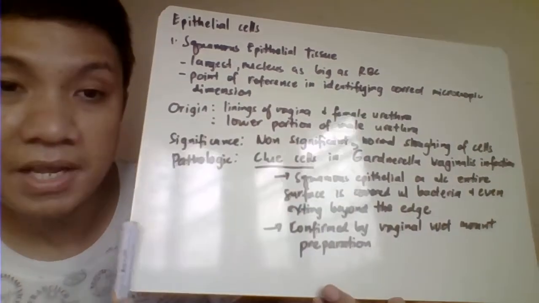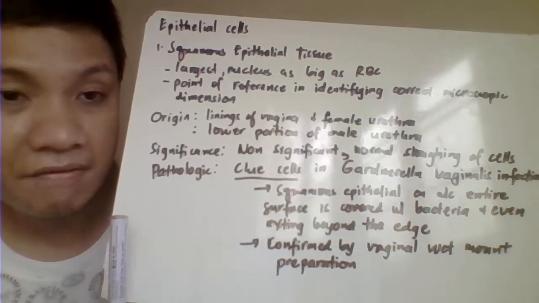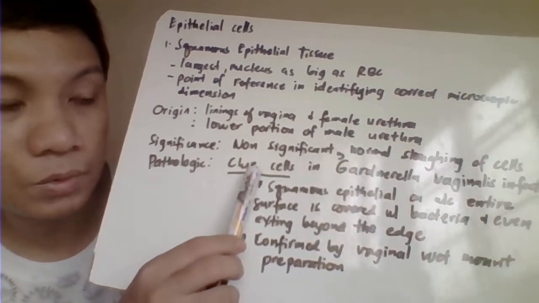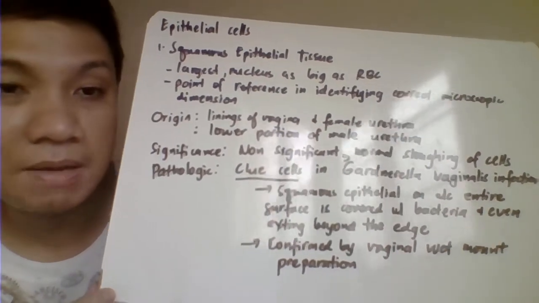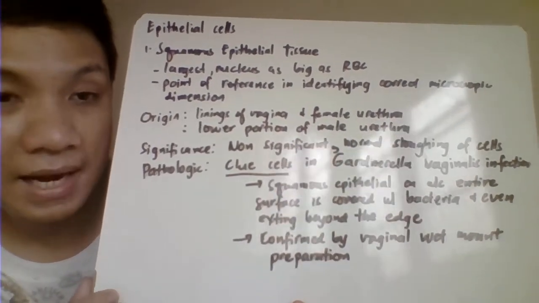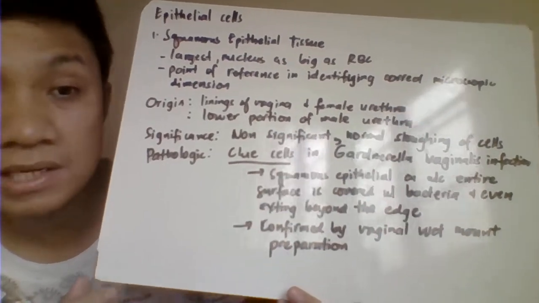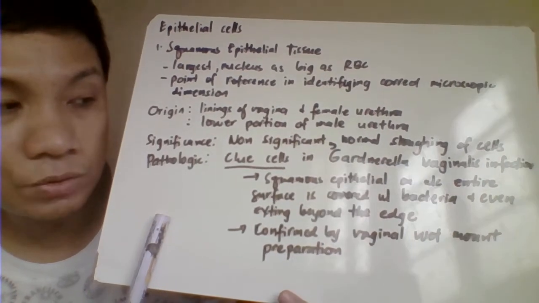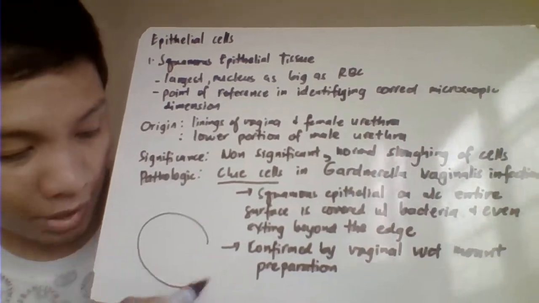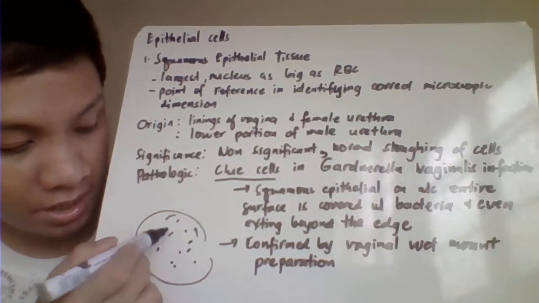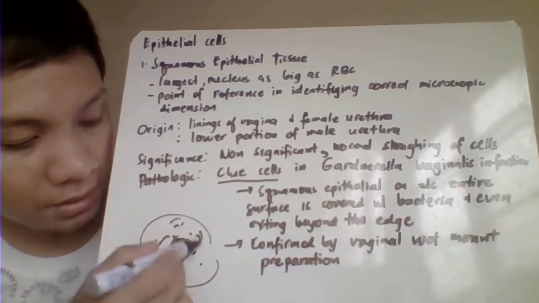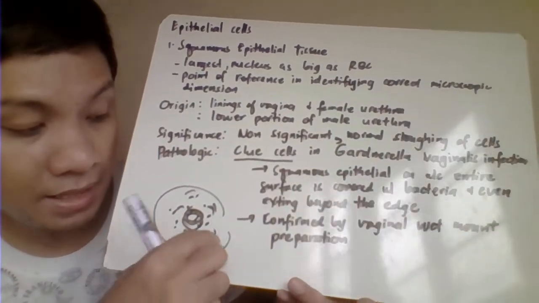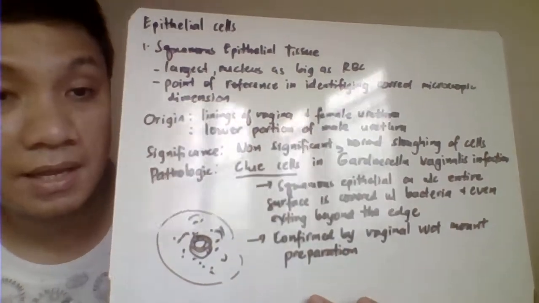Okay, however, in some conditions, we could also identify abnormal or pathological na squamous epithelial tissues in the form of your clue cells. Your clue cells are usually produced in a patient with the Gardnerella vaginalis infection. It's a sexually transmitted infection. Your clue cells are identified as squamous epithelial tissues in which the entire surface niya is being covered. Okay, this one is the nucleus. Entire surface being covered by the bacteria or even extending beyond, meron pa rin mga bacteria.